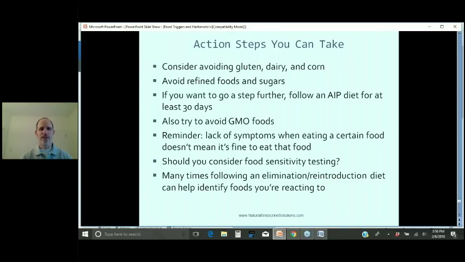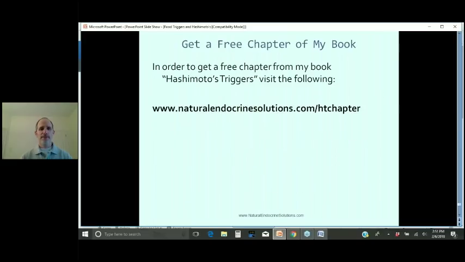I also have some information on this on my website, but I get into a really good amount of detail with the book as well. And many times, following an elimination reintroduction diet can help identify foods you're reacting to. Just like I said, that's the approach that I take in my practice. I don't have everyone do food sensitivity testing.